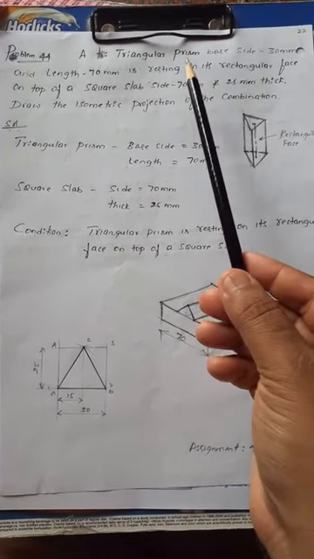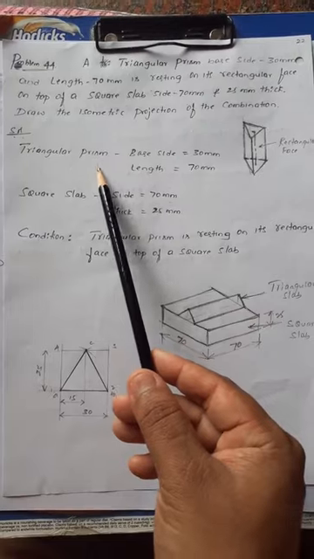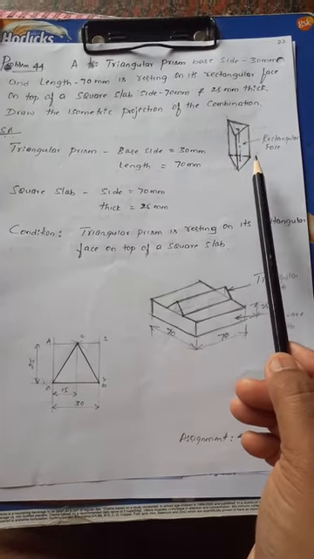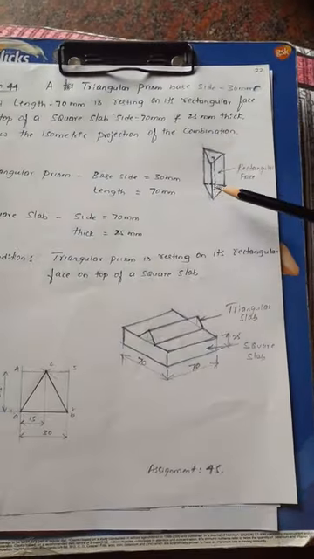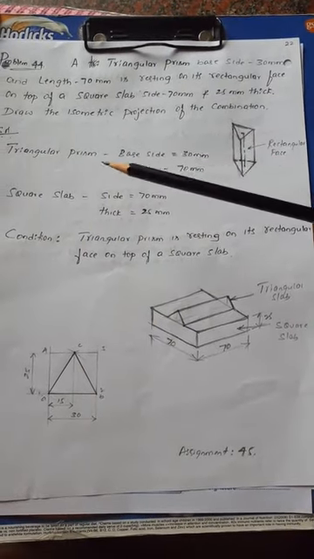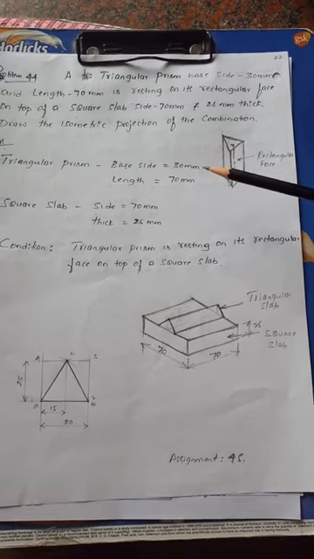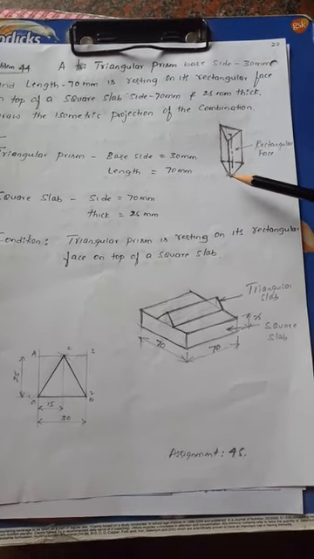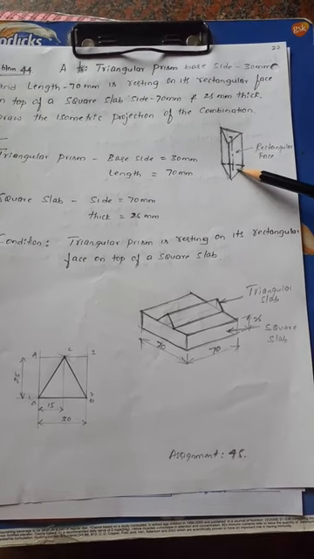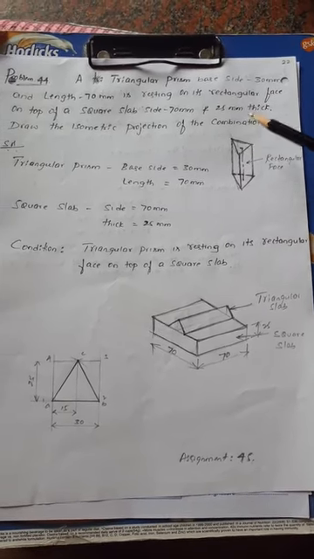Here, one solid given is a triangular prism. Prism means both the bottom face and top face have an equal regular polygon. Here the polygon is a triangular lamina or triangular shape. The side is 30 mm and the length is 70 mm, right?